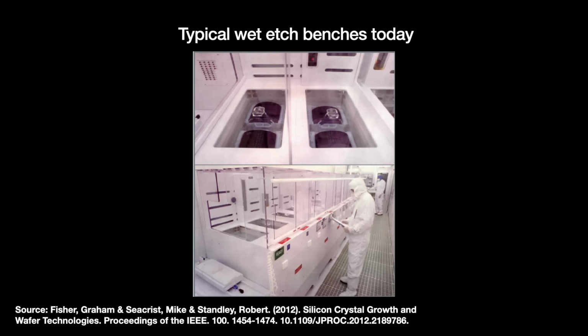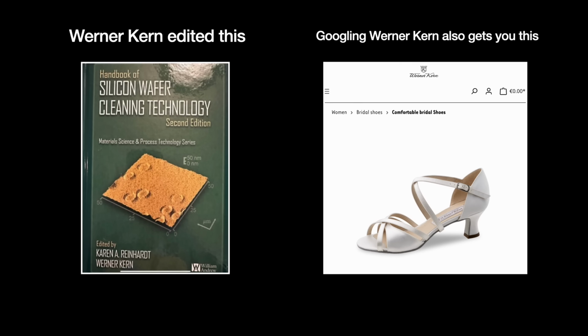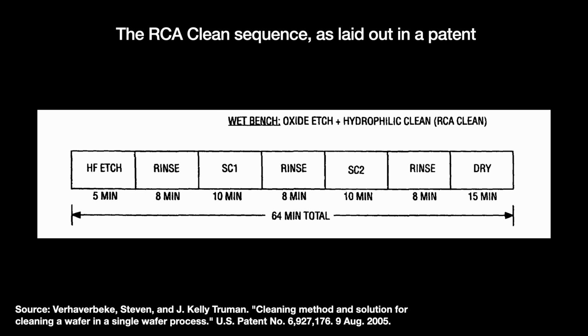Then in the 1960s, Werner Kern, then at the American company RCA, introduced a method called RCA Clean that is now the gold standard. The core of RCA Clean involves dipping the wafer into 2 baths for 10 minutes. The first bath, called SC1 in industry parlance, is highly alkaline, diluted hydrogen peroxide and ammonium hydroxide. It is mostly for breaking down organic surface films.